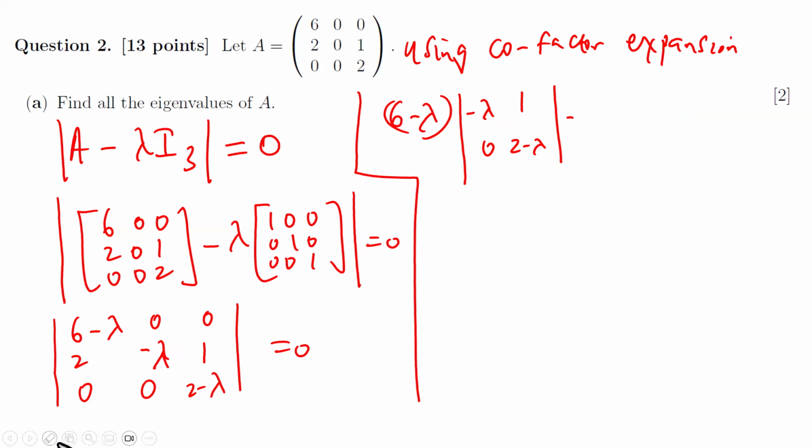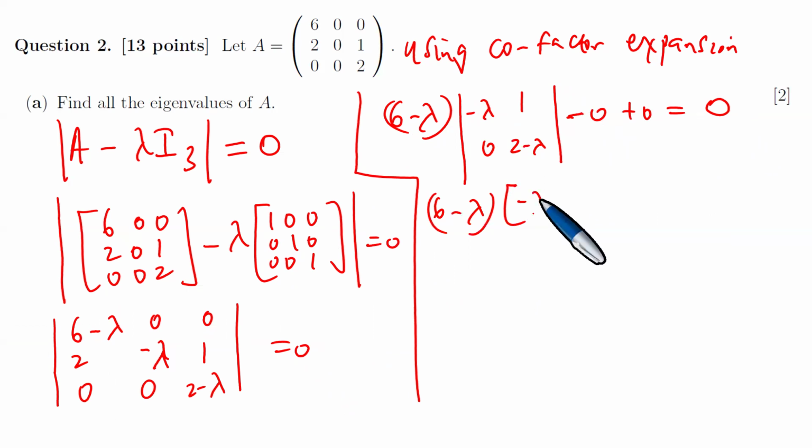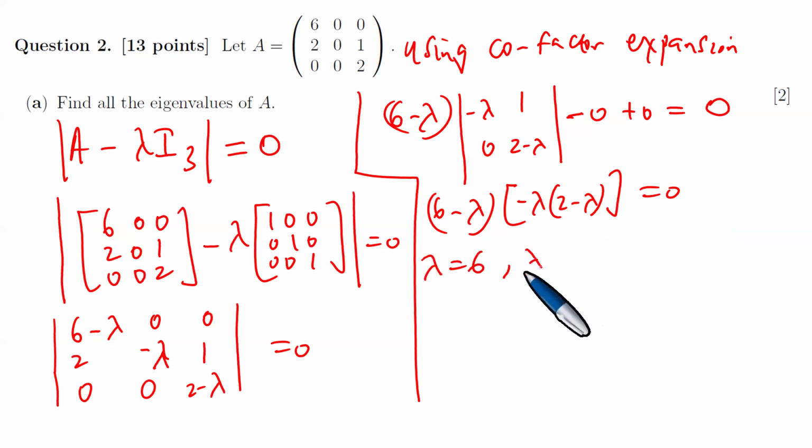We can just write 0 because this one is going to be 0 times whatever, so it's going to be minus 0. And the last one is going to be plus 0, and the result must be 0 here. So at this point, you multiply this and you subtract this. So this times that, it's going to be 6 minus lambda times the quantity with 2 minus lambda equals 0, which means lambda equals 6. Lambda equals 0. Lambda equals 2.